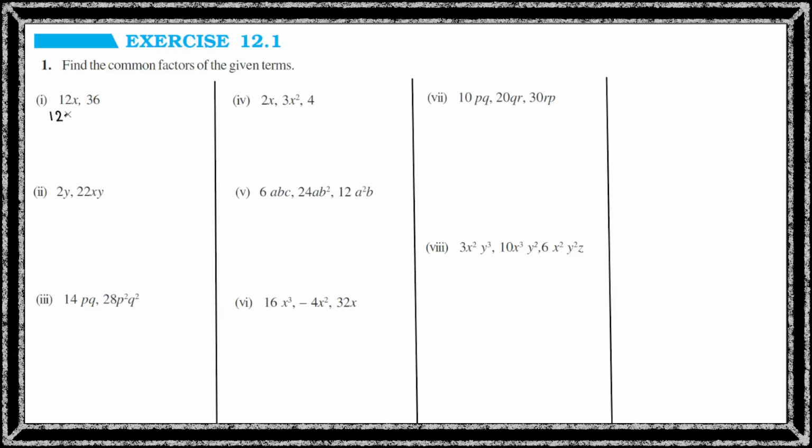So let us take 12x. Here you know that 12 is nothing but 4 into 3, which is 2 into 2 into 3 into x, right? Now what is 36? 36 is nothing but 6 square. We just did it, 2 into 2 into 3 into 3. Now they're asking us common factors. So what is common over here? You can see that we have 1, 2 is common.